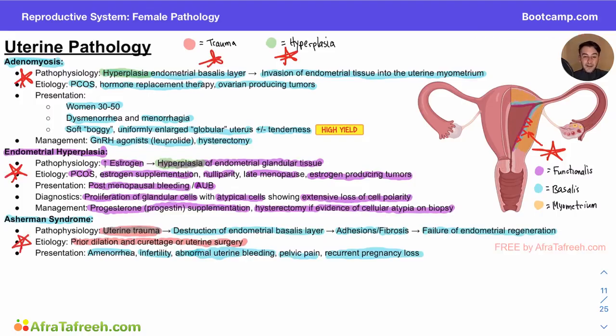Once we have that down, it's important to nail down some hard-hitting facts. So in terms of adenomyosis, it's all about this physical exam description of this boggy, uniformly enlarged globular uterus that's going to be really high yield. And then in terms of our endometrial hyperplasia, we're going to expect proliferation of our glandular cells as a really high yield point. And then for Asherman syndrome, we're looking for that trauma. So some history of some sort of uterine surgery or curettage, that's going to point you towards our Asherman syndrome.